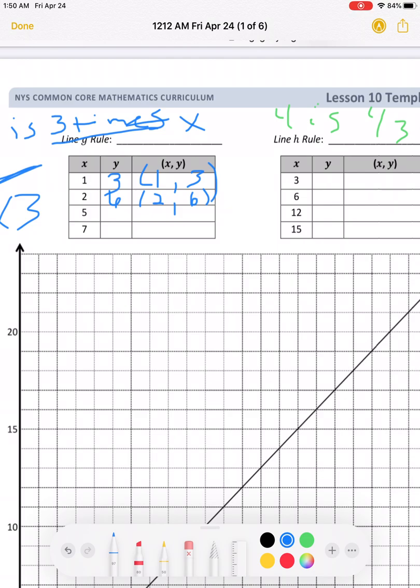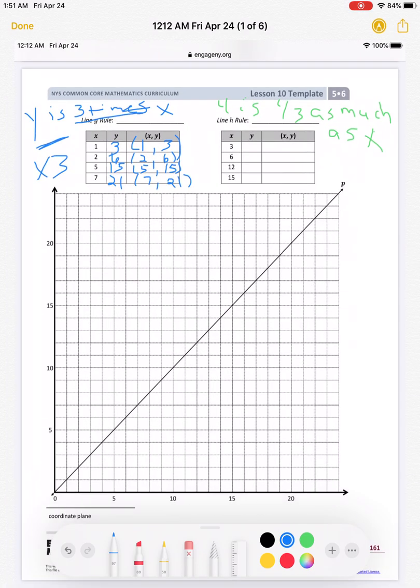Let's move on. The rule is x times 3. 5 times 3 equals 15, so 15 would be our y value here, and I'm going to write the coordinate pair. The last one here is 7. When x is 7, the rule is times 3. 7 times 3 equals 21. Very good. So here we'll put our coordinate pair, 7, comma, 21. X goes first, y is second.